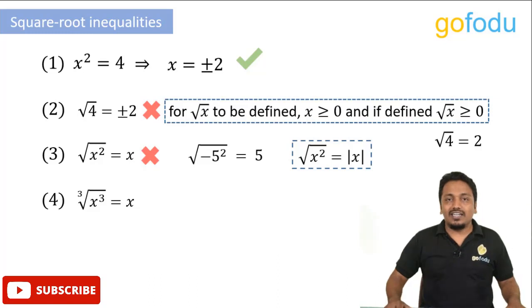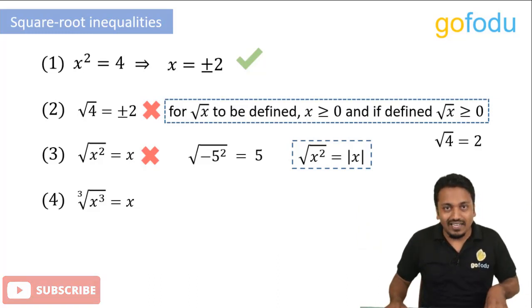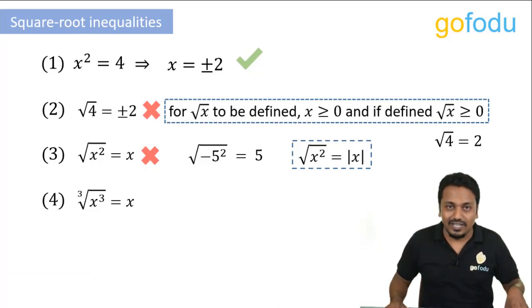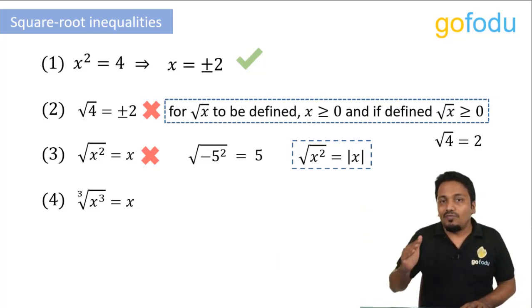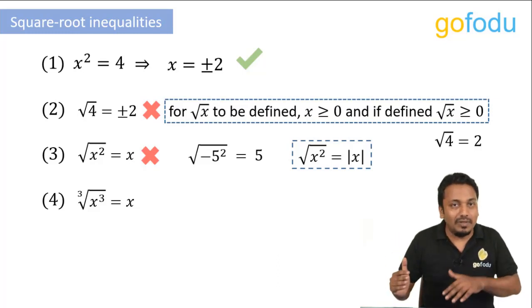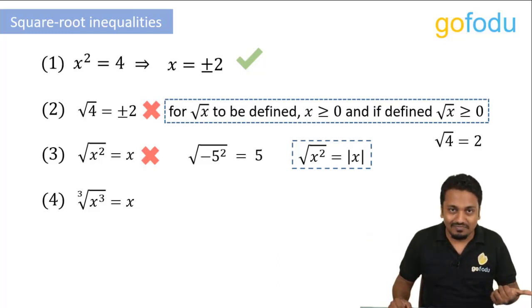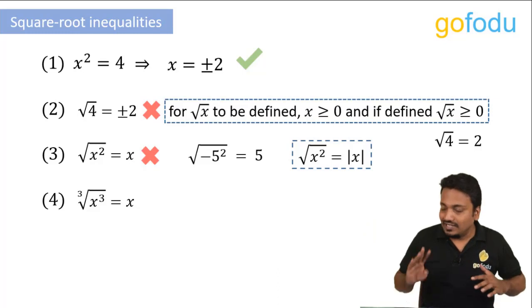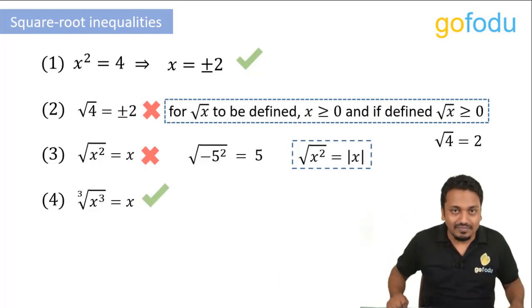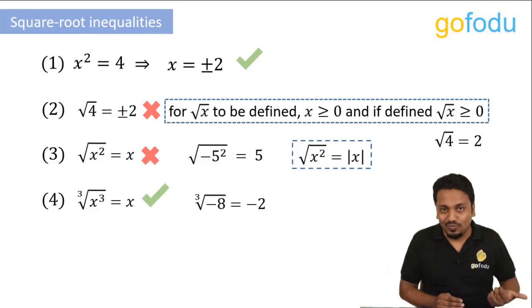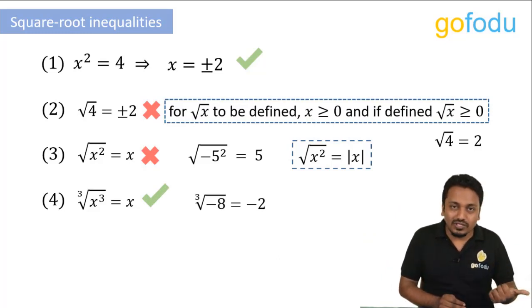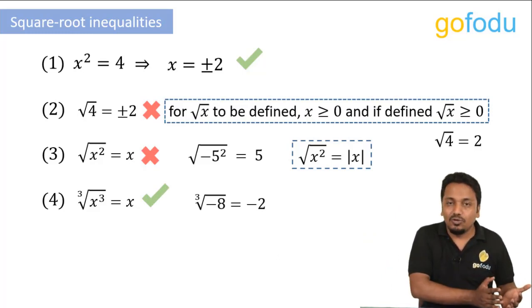If you are not that comfortable with the mod sign, don't worry. We will talk about modulus in the next video. For now, just remember that root of minus 5 whole square will be 5 and not minus 5. And the fourth point is the correct one. Cube root of minus 8 will be minus 2. For odd roots, we can get negative values as answers.